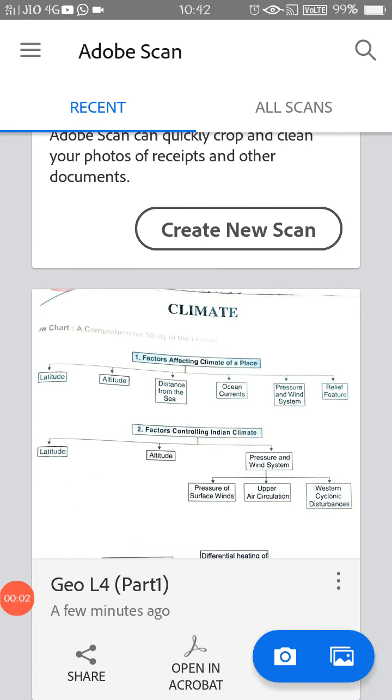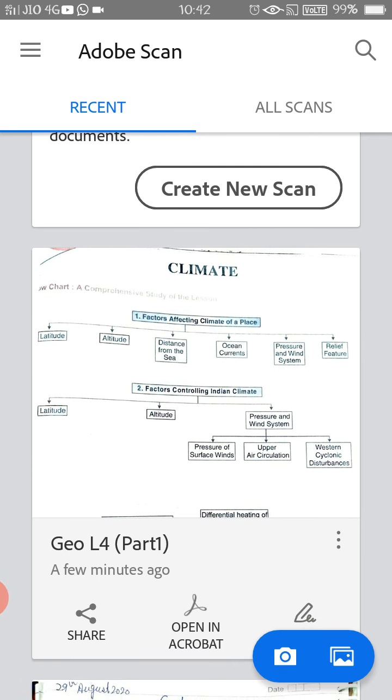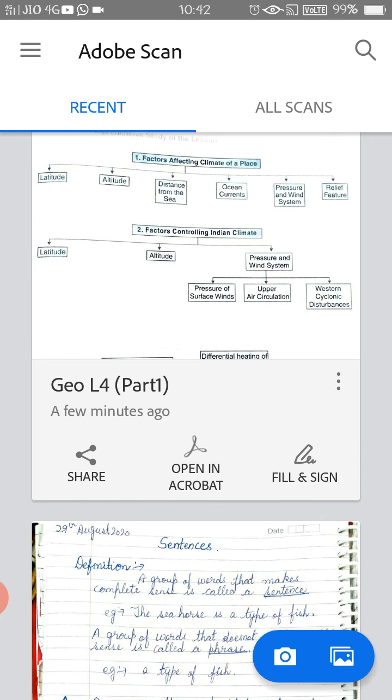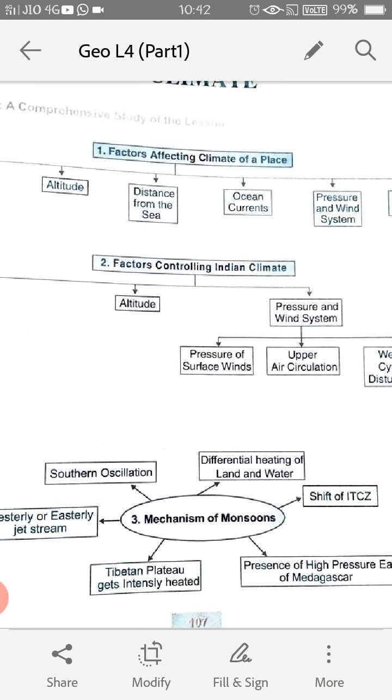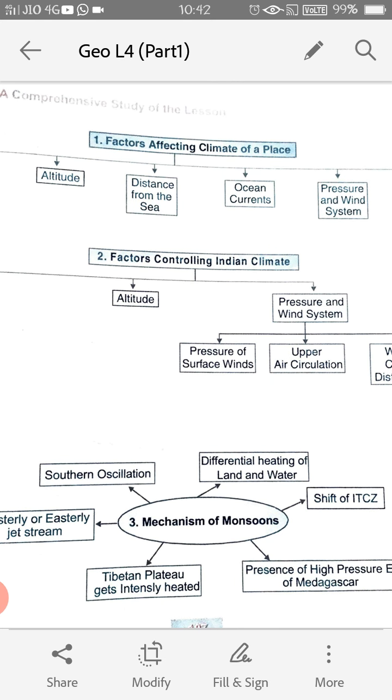Dear students, today in this video I am going to explain to you the new topic of your geography, that is chapter number 4, climate. In this chapter you are going to read about important concepts like climate and weather. You will get to know the difference between climate and weather, and then you will see what type of climate India is having.